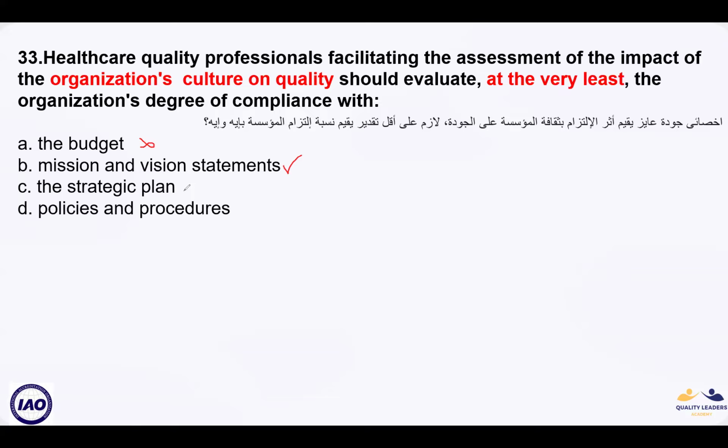Strategic plans, no, because strategic plans come from the mission and vision of the organization. They are derived. Strategic plans are derived from mission and vision. It's secondary, not the primary and basic one. Policies and procedures, these are operational documents. These are too specific and in a way too narrow for a culture baseline, right? So the correct answer is option B, mission and vision statements.